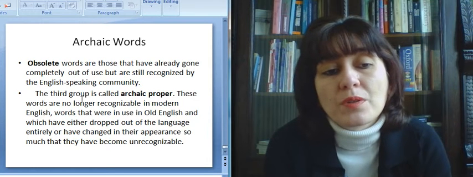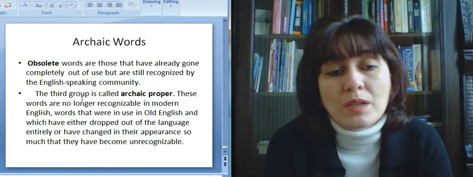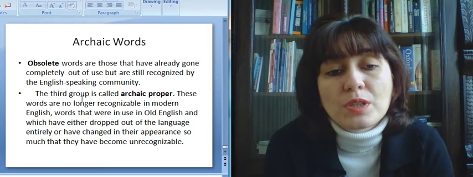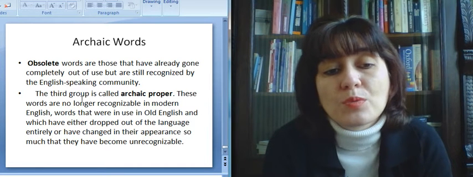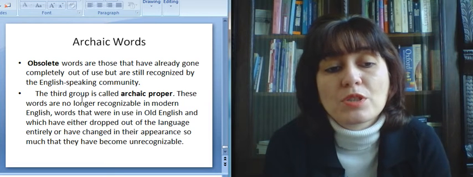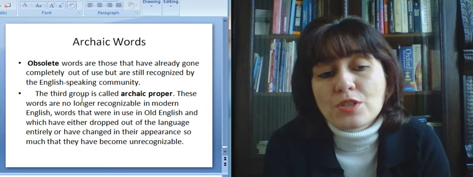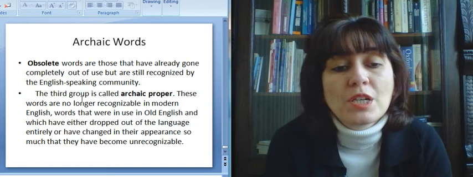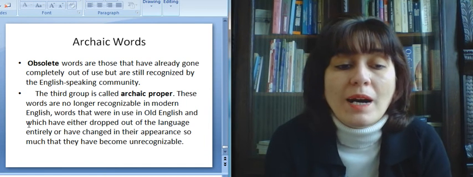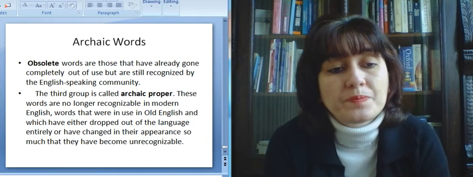Obsolete words are those that have already gone completely out of use but are still recognized by the English-speaking community. And the third group is called archaic proper. These words are no longer recognizable in modern English. Words that were in use in Old English and which have either dropped out of the language entirely or have changed in their appearance so much that they have become unrecognizable.